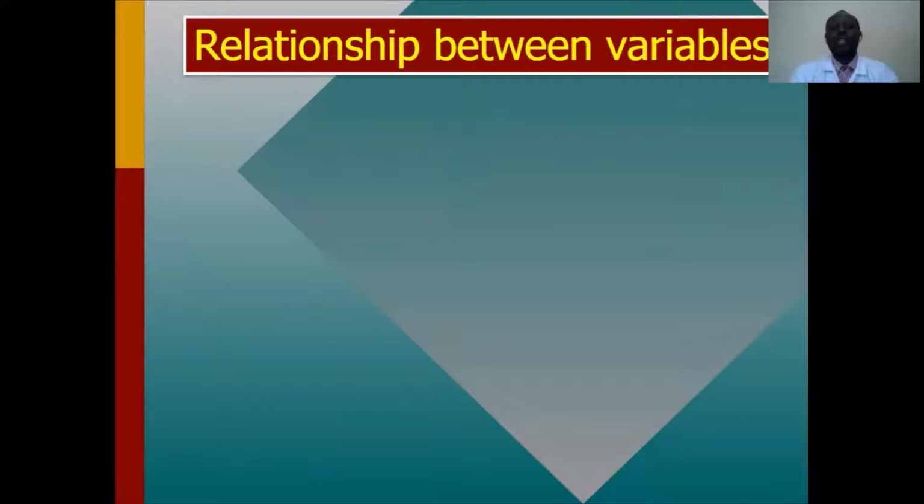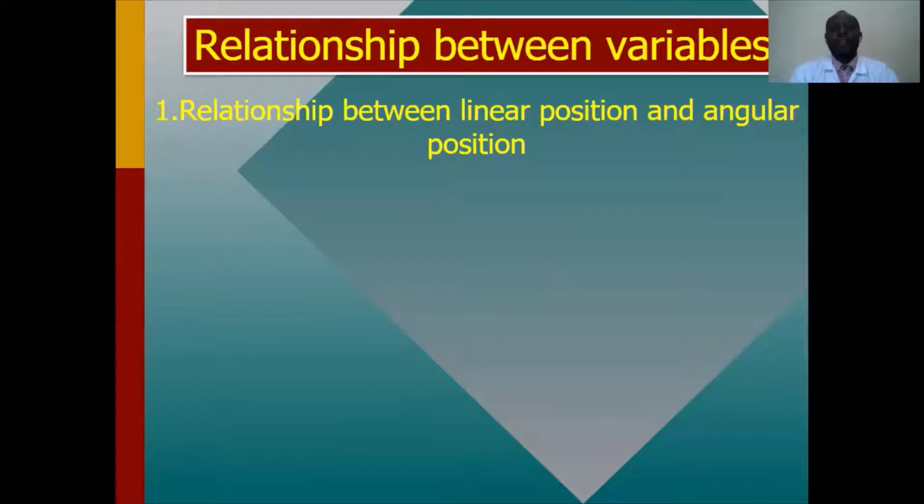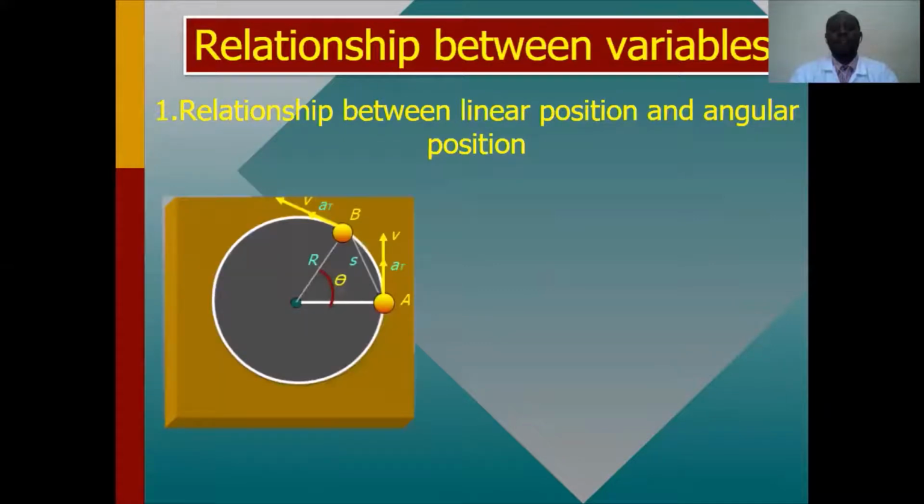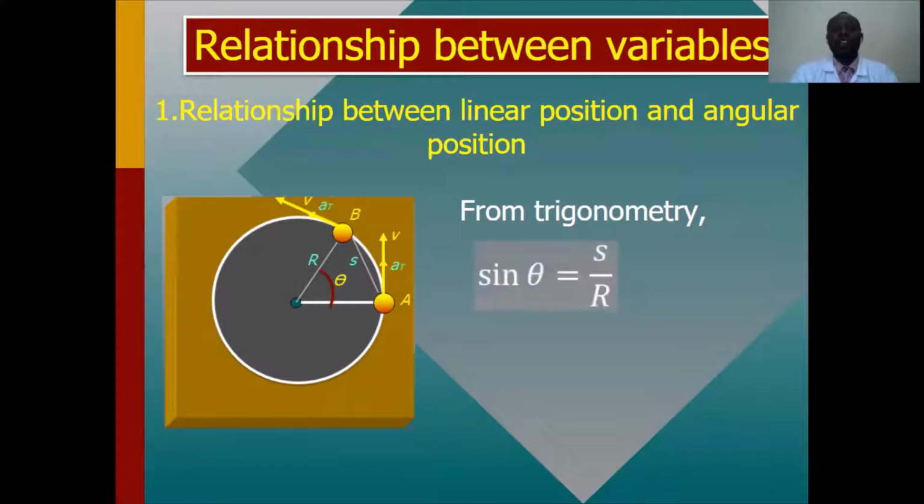The relationship between linear variables and angular variables. The first relationship is the relationship between linear position s and the angular position theta. From this figure, we are going to find that relationship between s and theta. From trigonometry, sine of the angle theta is equal to the opposite side of the angle theta, s, divided by the hypotenuse, radius.